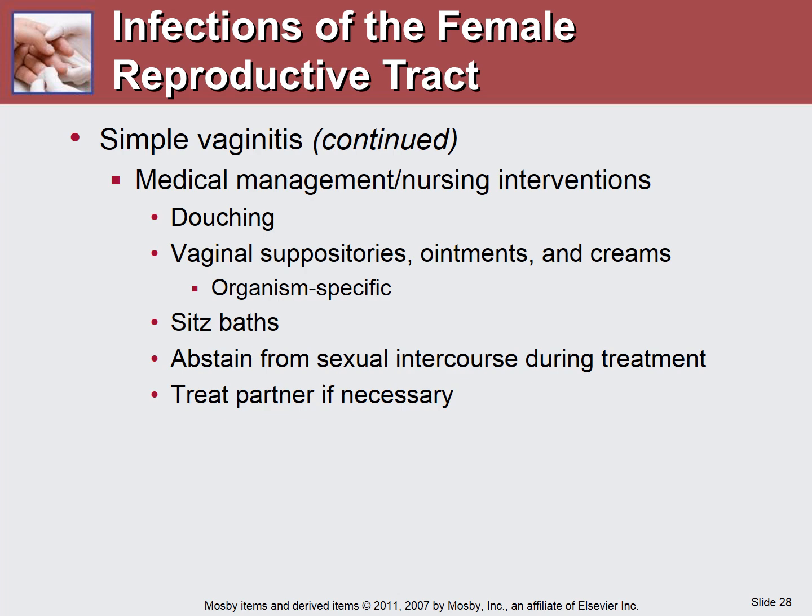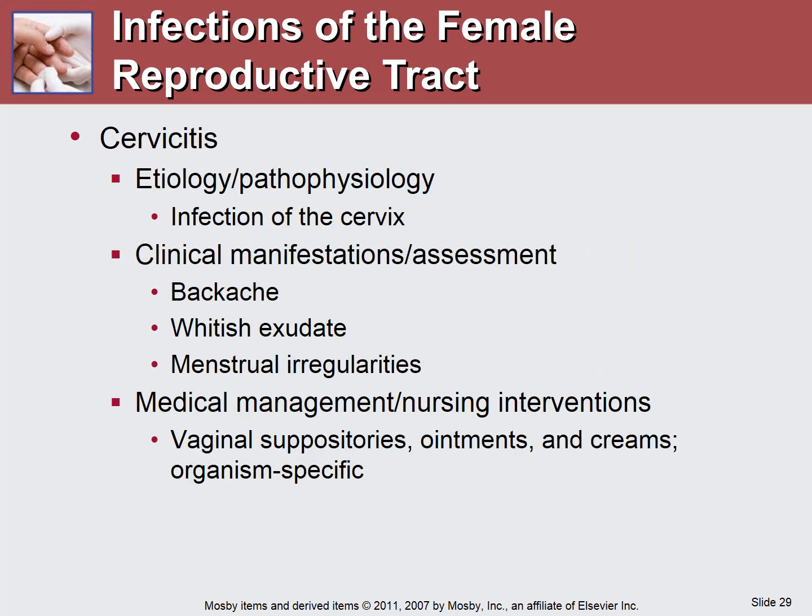Next slide. Cervicitis is an inflammation of the cervix. Sexually transmitted diseases can cause that. Clinical manifestation is backache, whitish exudate, and menstrual irregularity. To treat it, we can use vaginal suppository depending on what's causing it, right? Or antibiotic therapy. Next slide.